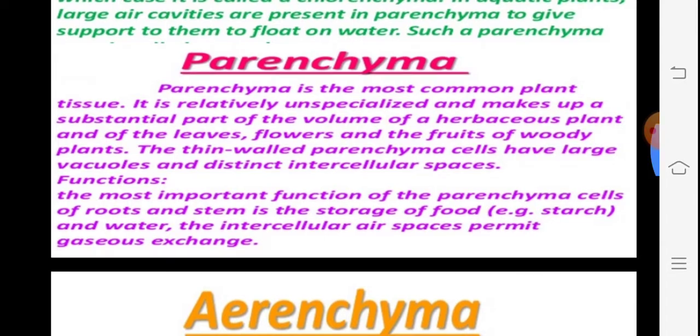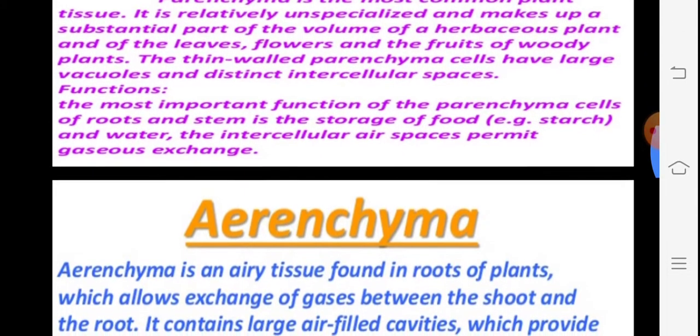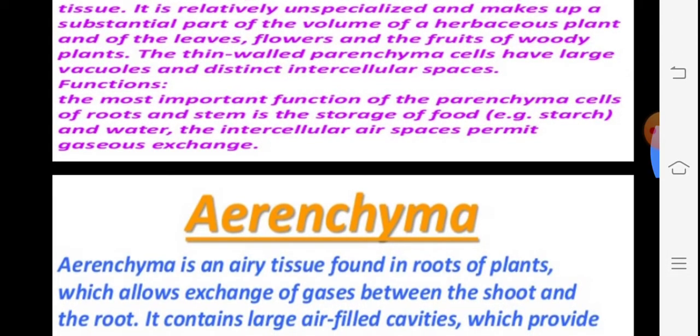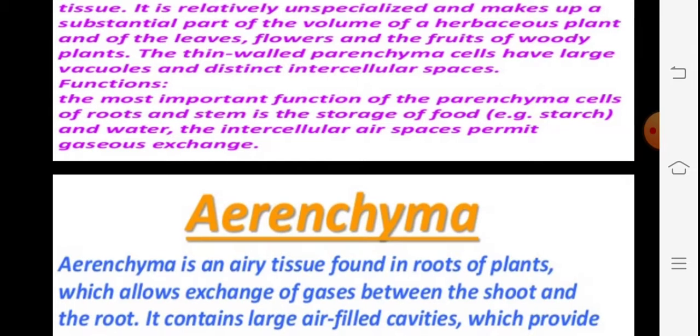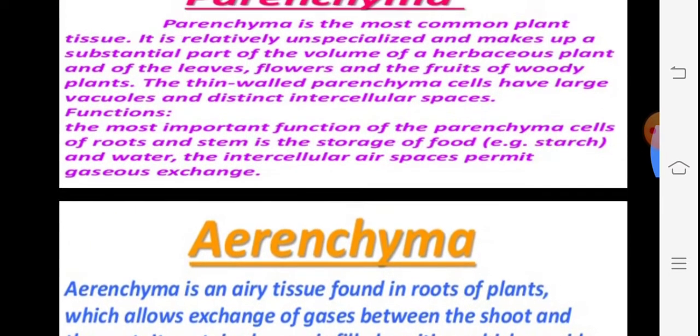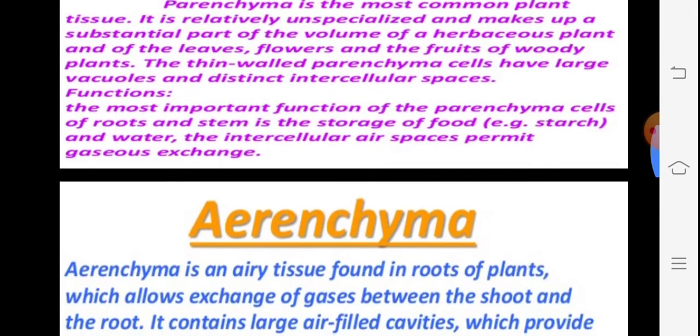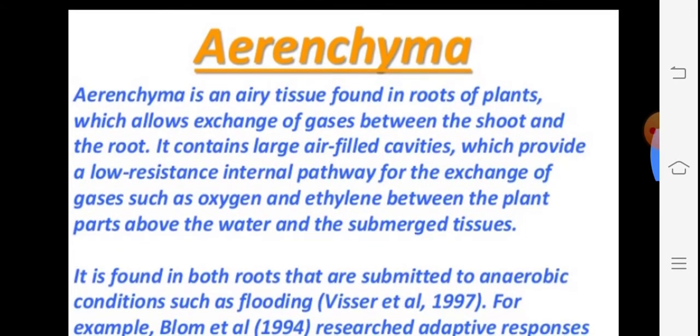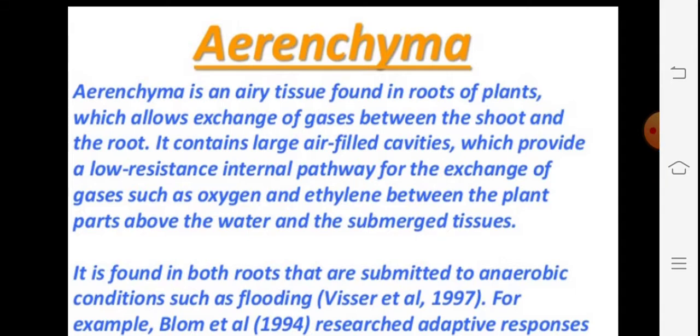So therefore, it is one character, and the most important function of these cells is the storage of food, that is starch, and water, and the intercellular spaces permit gaseous exchange. So you remember about this parenchyma. In parenchyma, aerenchyma we have already seen, but some important characters are there.